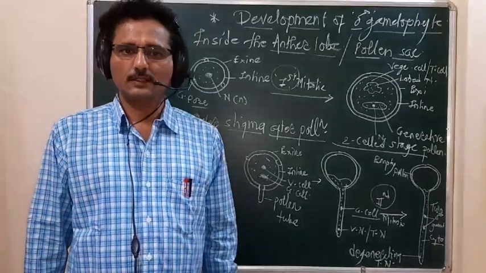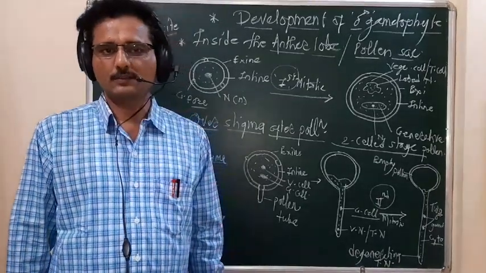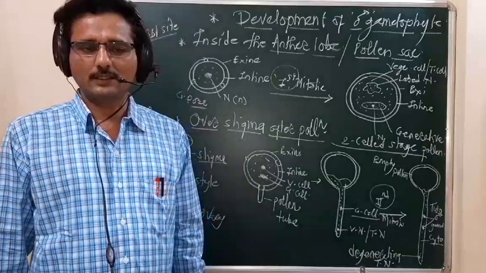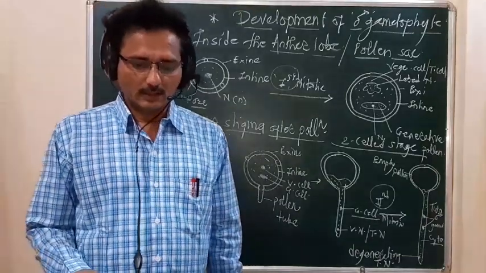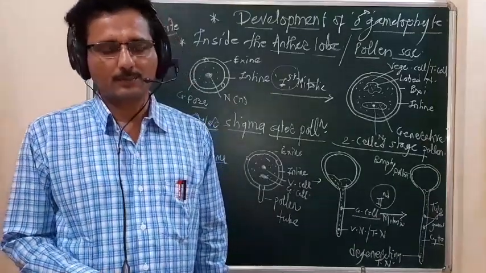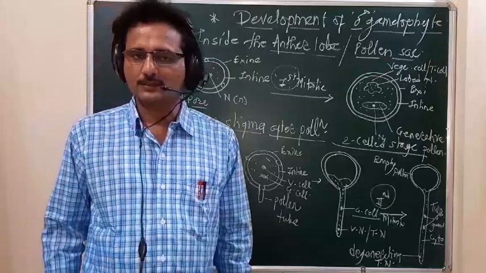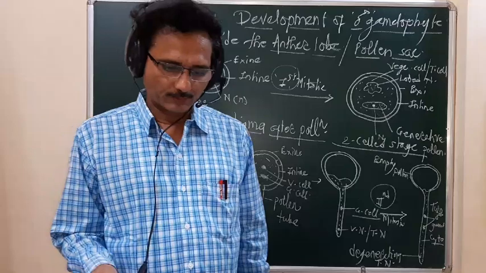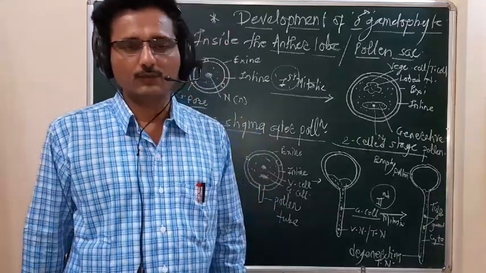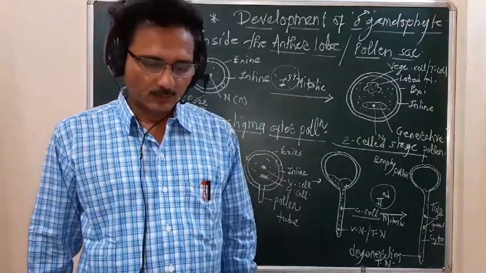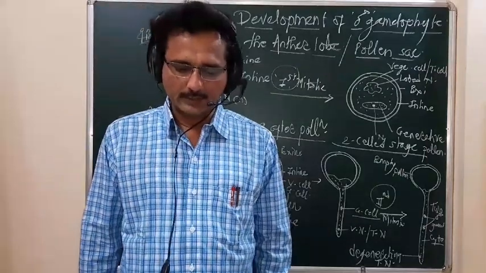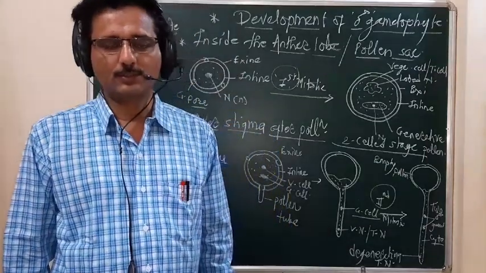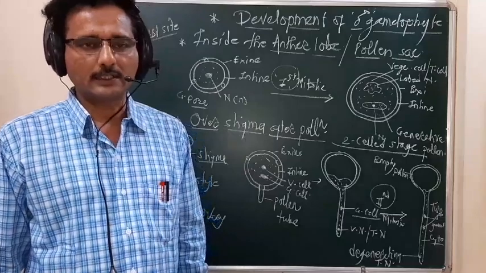So student, now we will solve the next questions as per the sequence. In the previous lecture, we solved three questions, and the next question, I think question number 42, is: the germ pore on surface of pollen grain represents.